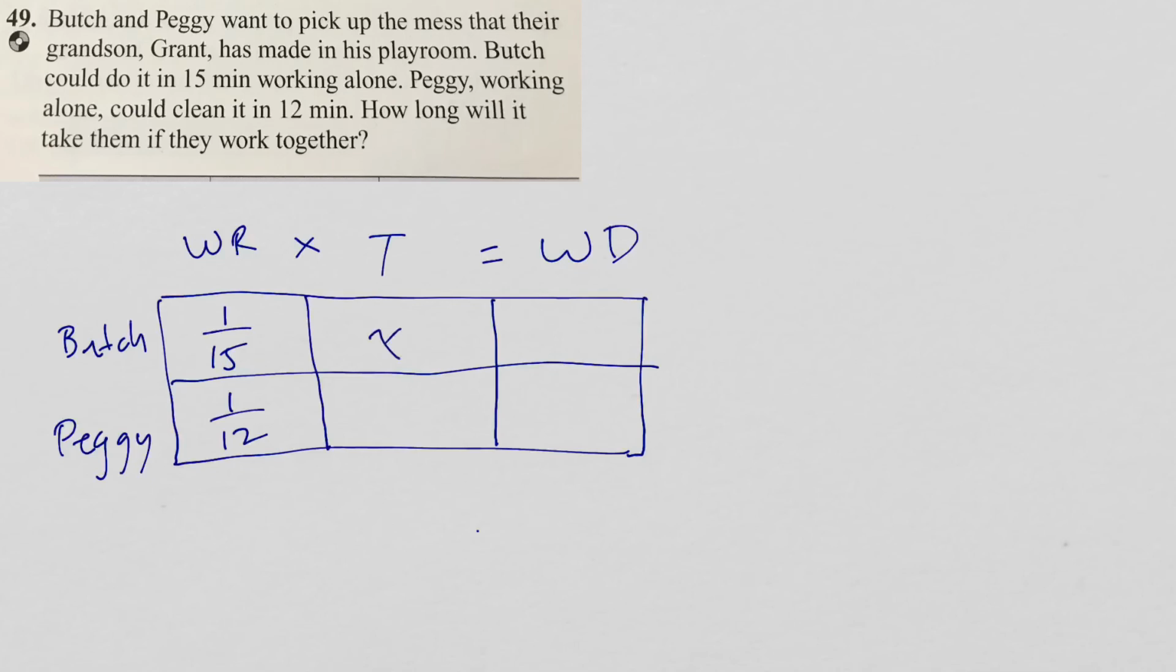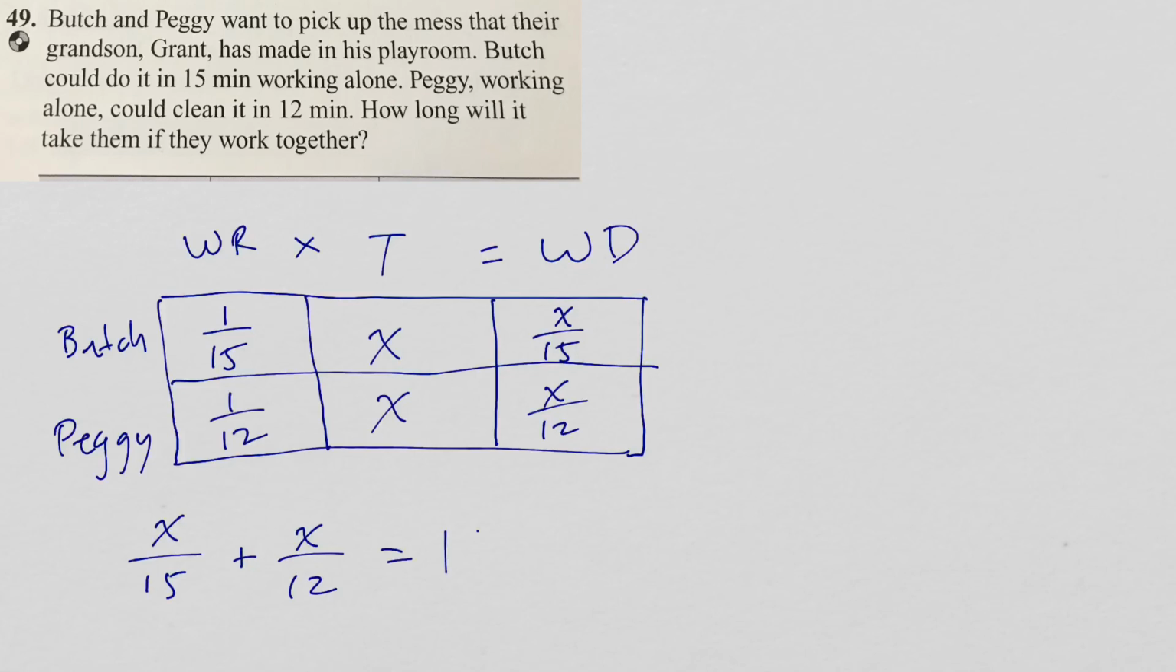Well, if they work for x amount of time, it's got to be the same for both of them, and we don't know what it is. They're going to get the job done. So I multiply across to get this, so I have x over 15 over here and x over 12 over here. Now here's the thing. They are trying to complete one job. This is just one room that got messed up. So when I take their amount of work done and I add it together, we're going to get 1.